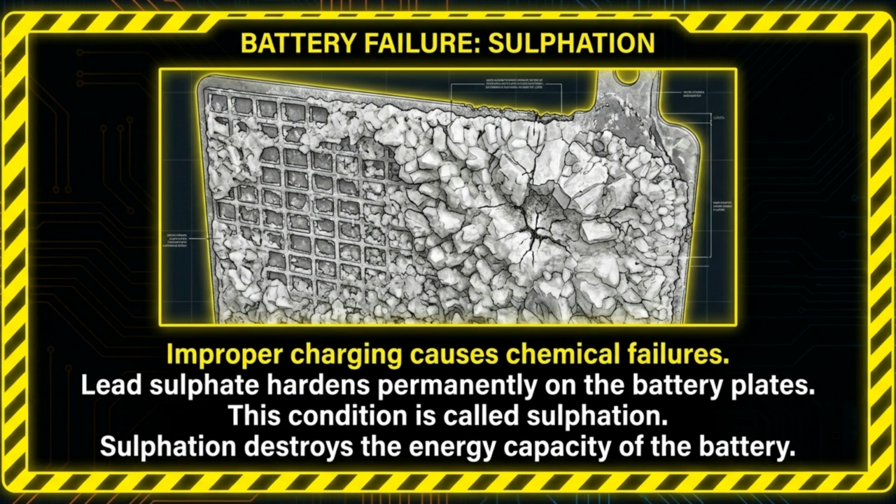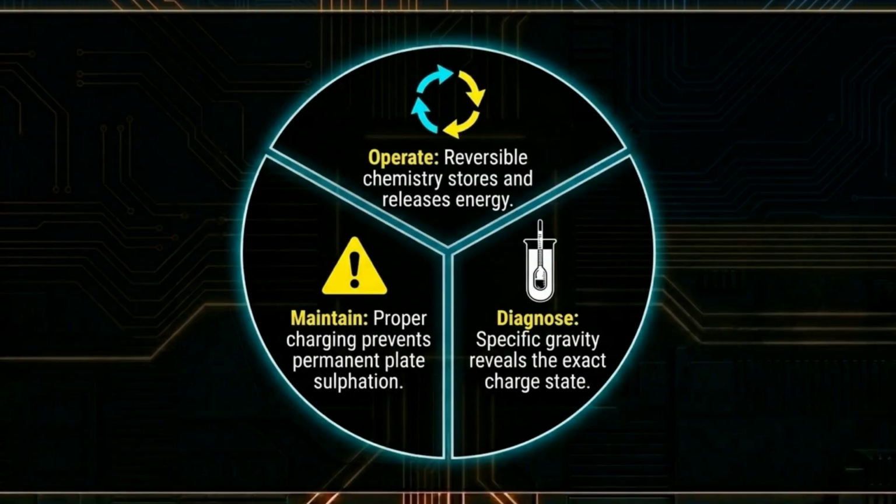Improper charging leads to chemical failures, such as sulfation. This occurs when lead sulfate hardens permanently on the battery plates, which ultimately destroys the battery's energy capacity. To summarize, operate the battery using its reversible chemistry, maintain it with proper charging to prevent sulfation, and diagnose its state using specific gravity readings.